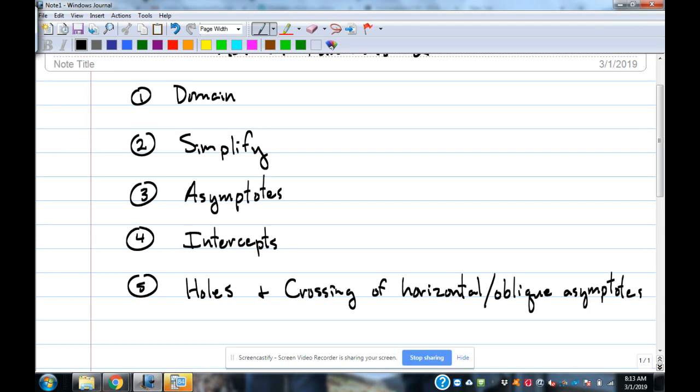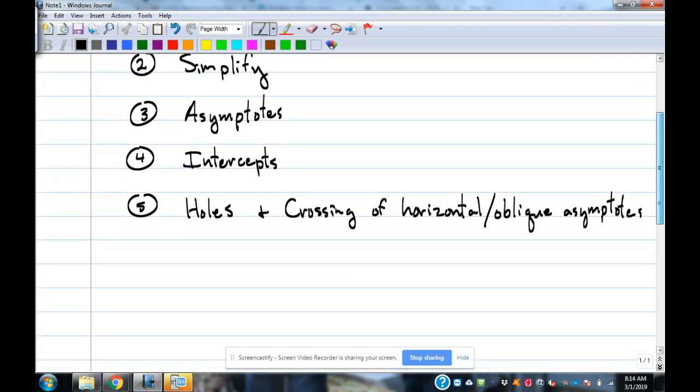So the holes are directly related to the simplifying step, and we'll see that as we go through here. Not every one of them is going to have holes. If something cancels out, that's when you know that there's a hole in the graph. And we're going to talk about how to find where that hole exists, and look at that as far as the graph goes. Okay.